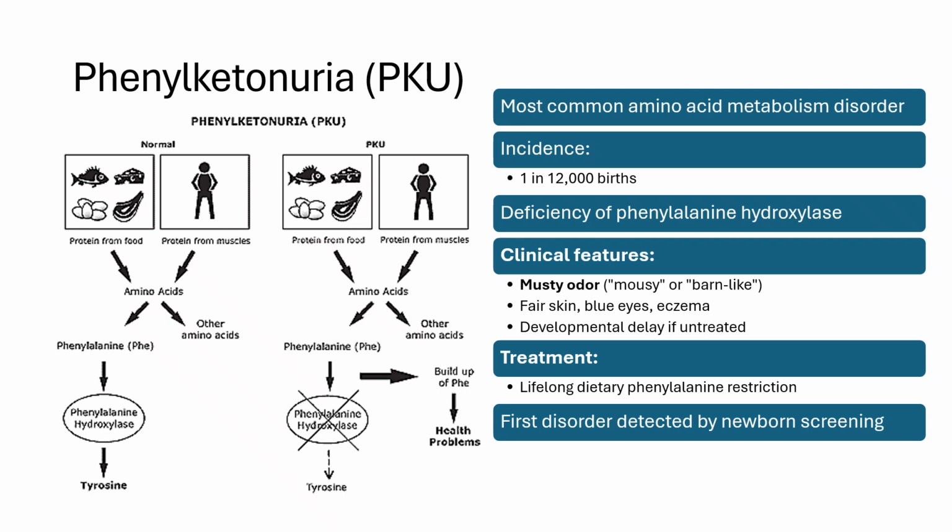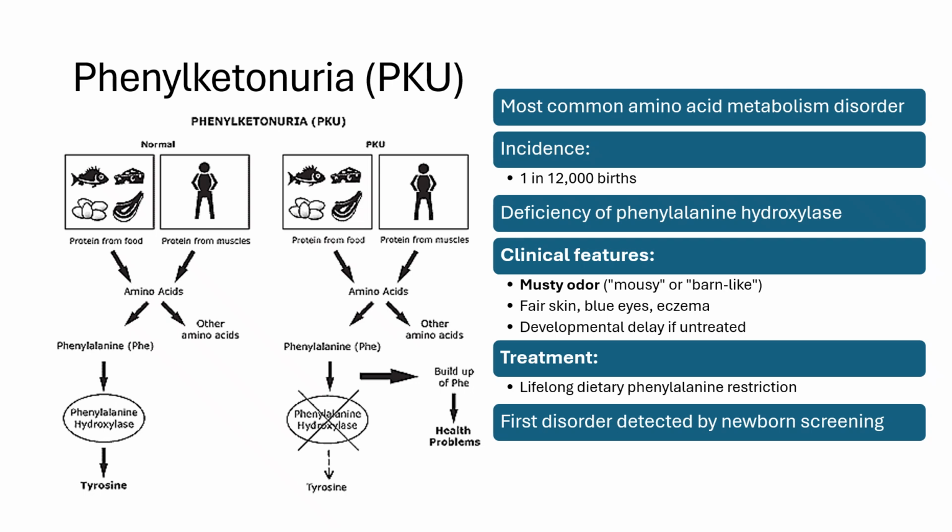Phenylketonuria stands as the most common amino acid metabolism disorder and holds historical significance as the first condition detected through newborn screening. With an incidence of 1 in 12,000 births, PKU results from deficiency of phenylalanine hydroxylase, the enzyme that converts phenylalanine to tyrosine. The pathophysiology creates both toxic accumulation and essential deficiency.